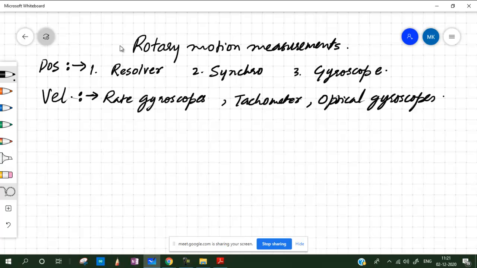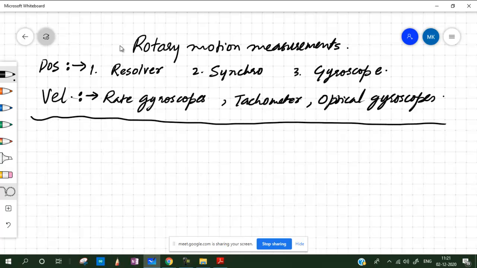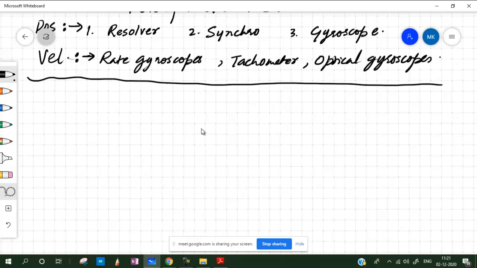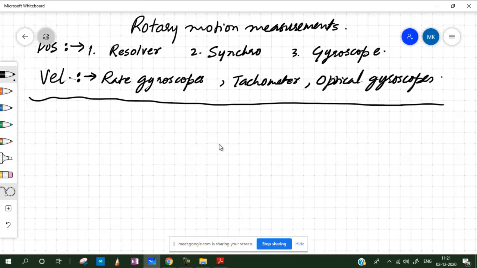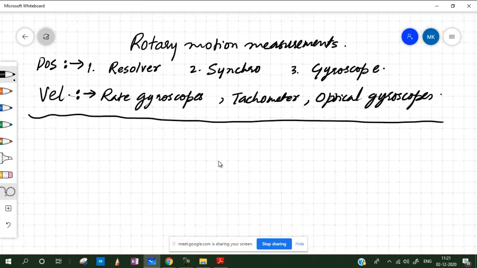All right, so this is very important. Obviously we know the significance of measurements by itself, but at certain times we can even use rotary motion for linear motion measurements. We convert the linear motion into rotary motion, using a rack and pinion type arrangement or any such arrangement, and then using these transducers we can measure that rotary motion and correlate it with the linear motion.